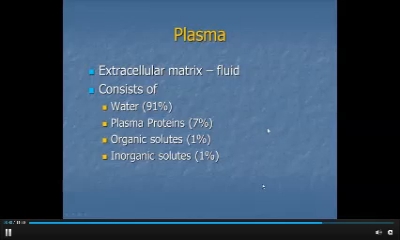What else is there? Everything else that's dissolved in it is called solute, where water is a solvent. If you are not familiar with those terms, think about putting some sugar in your coffee. Your sugar would be a solute, and your coffee would be a solvent. Make sense? So water is a solvent, and the substances in it are the solutes. We have plasma proteins, about 7%, organic and inorganic solutes at 1% each.